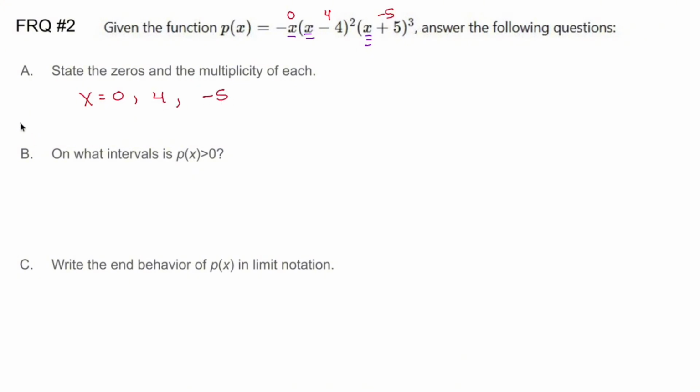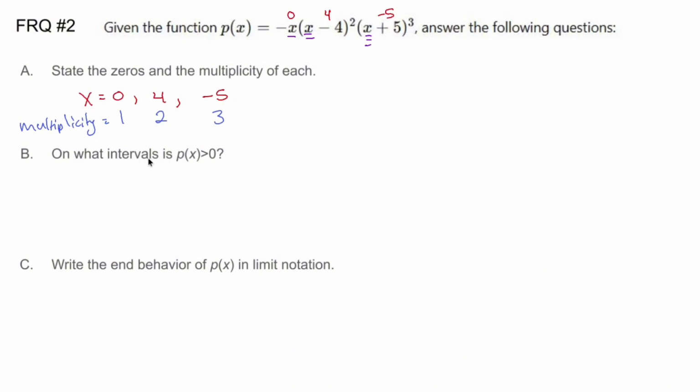Now the multiplicity for each is completely dependent on the exponent attached to that factor. Negative x has an invisible exponent of 1, which means the multiplicity is 1. 4 has a multiplicity of 2 because of its exponent, and negative 5 has a multiplicity of 3 because of its exponent. Okay? So there you have it. There's our multiplicity. There are our zeros. Now we can use this information, plus a little bit more, to answer B.